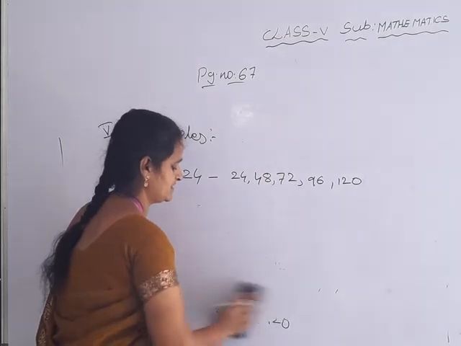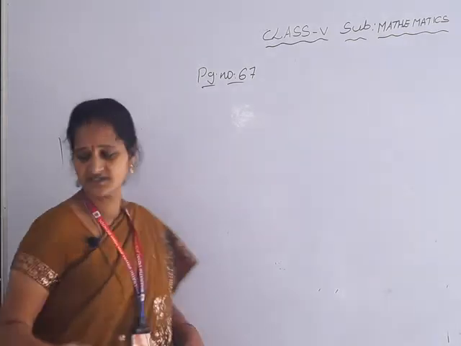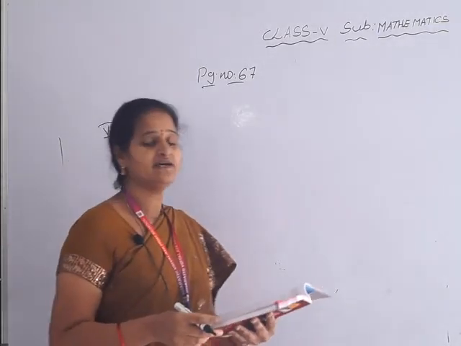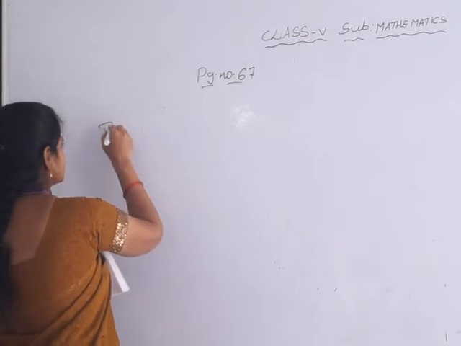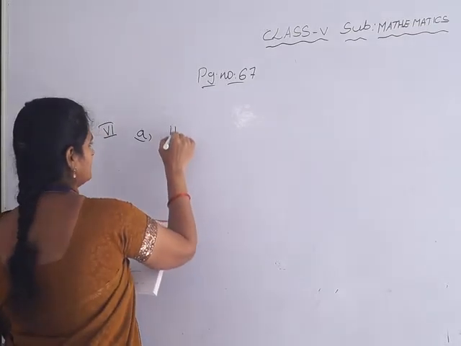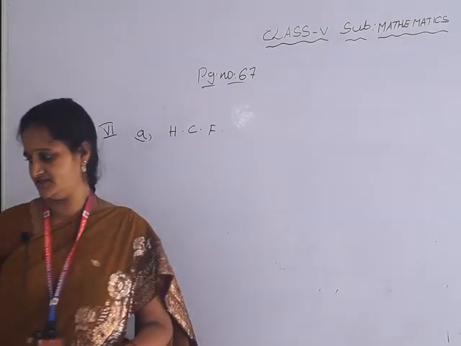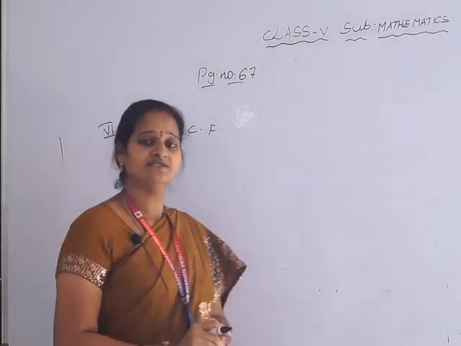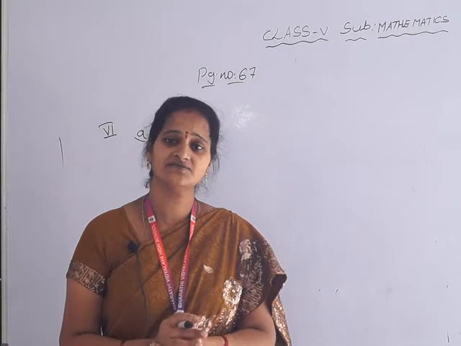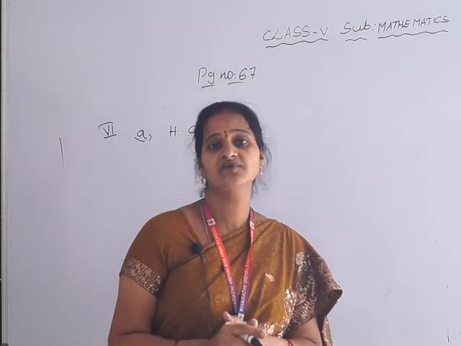Now copy the next bit, that is the 6th bit A: find the HCF of the given numbers. Before that, what is the HCF? What is the meaning of HCF? You already learned it in your previous class. HCF means highest common factor of the given numbers.